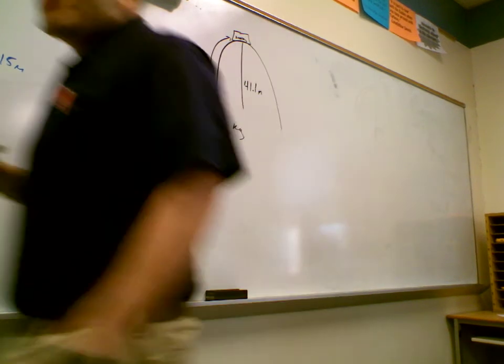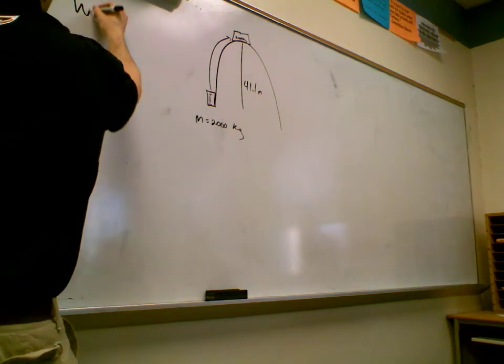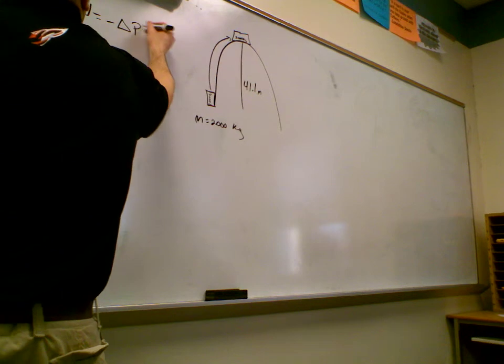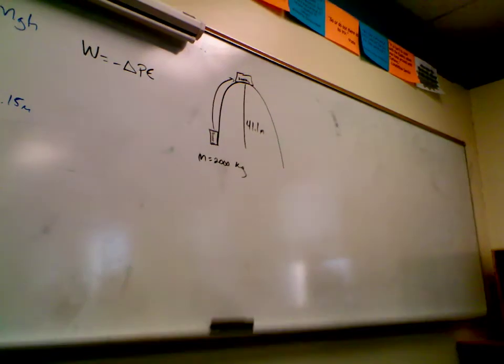So, mass is 2,000 kilograms. The height of the hill is 41.1 meters. So the question is, how much energy is stored? Okay? Now, one way of doing this problem is we can look at this equation. W equals negative change in potential energy. Right? Now the question is, what W are we worried about?